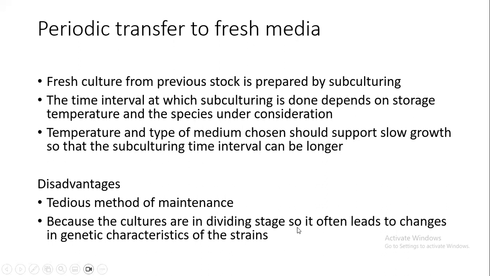So coming to the disadvantages, it is a tedious method because you need to handle a lot of tubes and do the subculturing. But after a long period of time, because of continuous cell divisions, it might lead to change in the genetic characteristics of a strain. So this is a problem. You don't want any mutations happening in your culture. You want the culture to have its original characteristics.